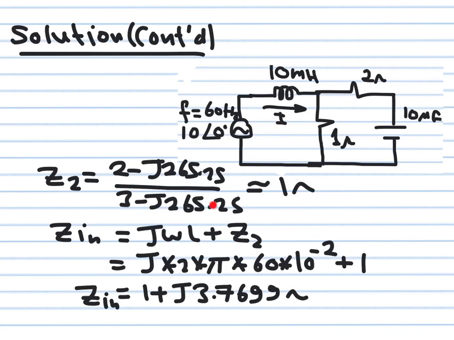You can multiply by the conjugate of the denominator, or you can convert them both to polar form and do the division, and I advise you to do so. But the number will be very close to 1. Why very close to 1? Because this is effectively minus j265.25 divided over minus j265.25. This is negligible relative to this one. The answer is 1 ohm.